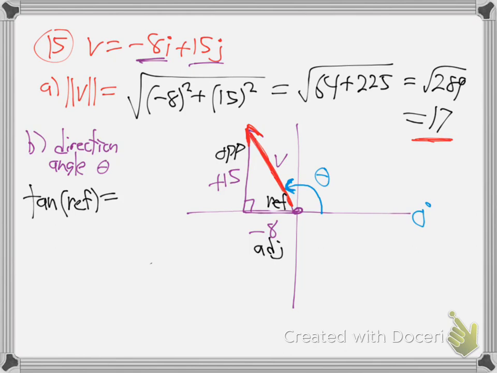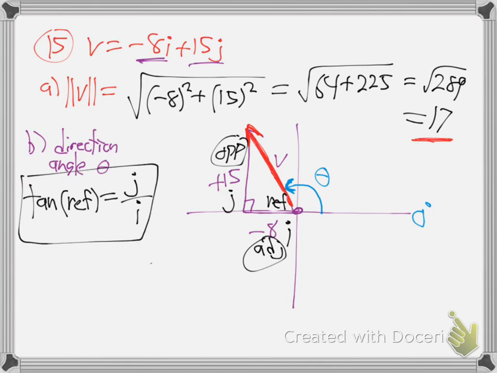Tangent of that reference angle is what? Opposite over adjacent. But let's make up a general rule here. It's always going to be the j component over the i component, isn't it? Because the j will always be the opposite, and the i will always be the adjacent. So basically, here's your formula. The tangent of the reference angle will always be the j component over the i component. I'm going to give you a formula where you don't have to work so hard every time. It's always this game plan.